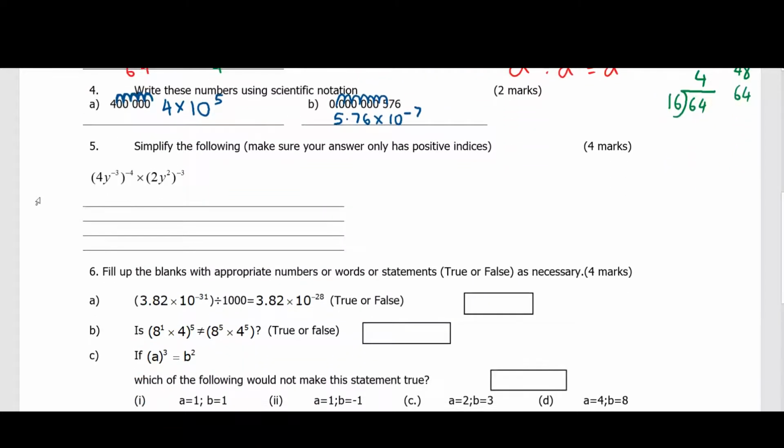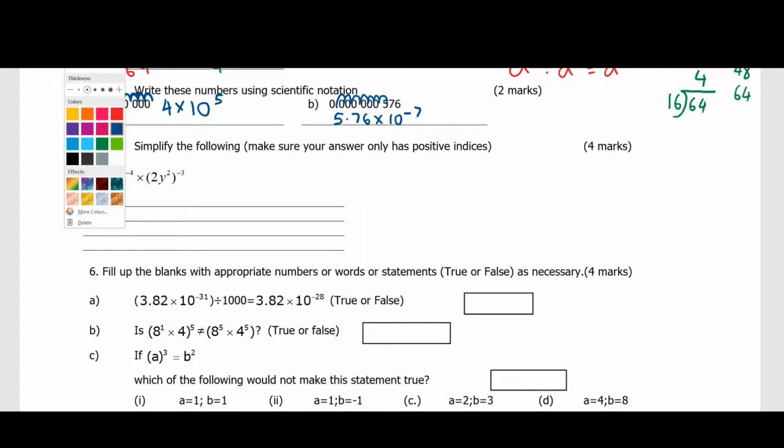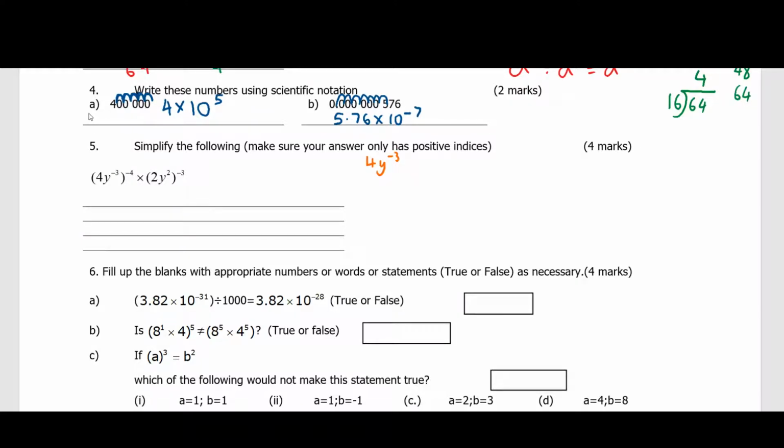Okay, number 5. Simplify the following. Make sure your answer only has positive indices. Okay, so this is a tricky one. So we've got 4y to the power of negative 3, all to the power of negative 4, times 2y squared to the negative 3.